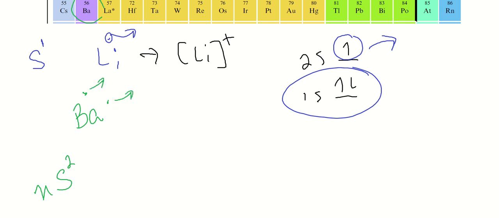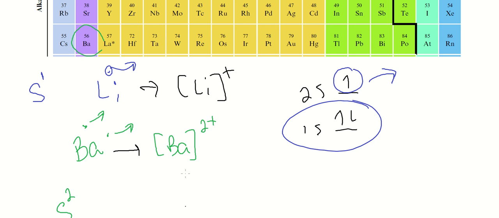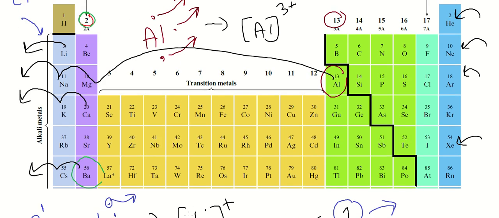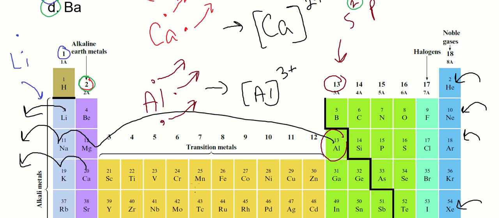Why is it doing that? Why would it do that? Well, it's the octet rule. These metals are going to give up their valence electrons in order to look like the nearest noble gas, and for metals they tend to lose electrons. So 1, 2, looks like xenon, and it has achieved the octet rule.